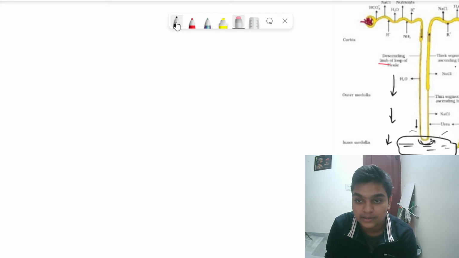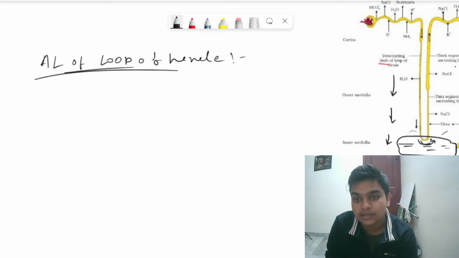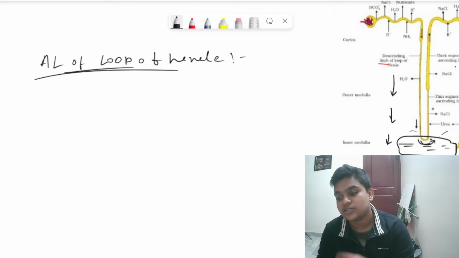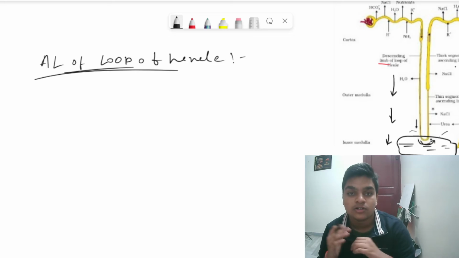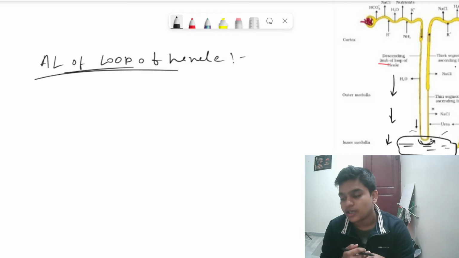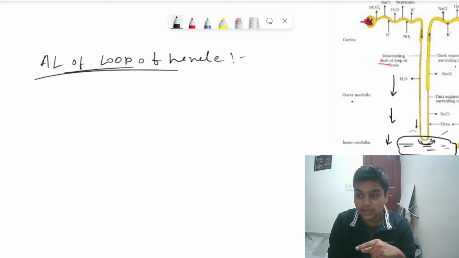Now, coming to the next part of the tubule, the thin ascending limb and thick ascending limb, the ascending limb of loop of Henle. In these parts, the concentration is balanced because of the counter current flow. Before going into this, it is very simple: the descending limb is permeable to water and impermeable to ions.